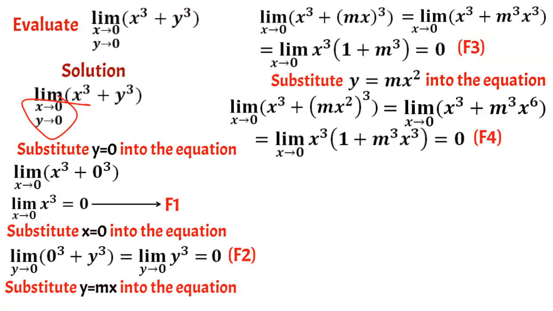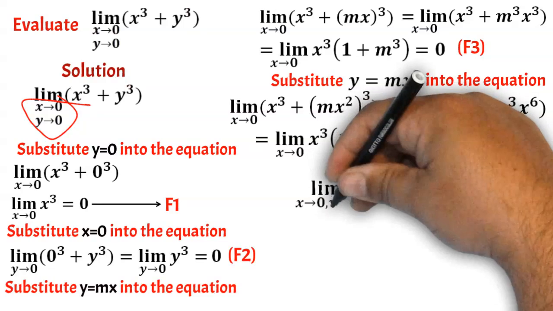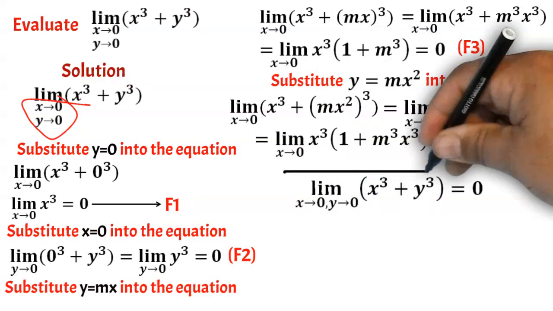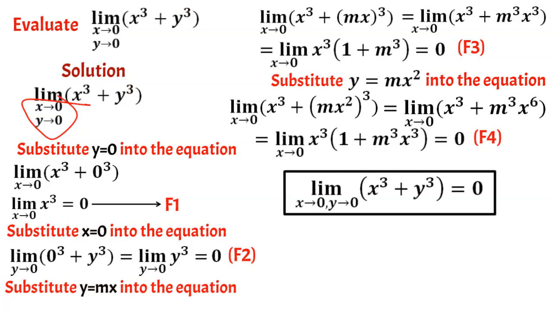Okay, since f1 equals f2 equals f3 equals f4 equals 0, the limit exists and its value is 0. And that is how we can evaluate multivariable limits using different paths.